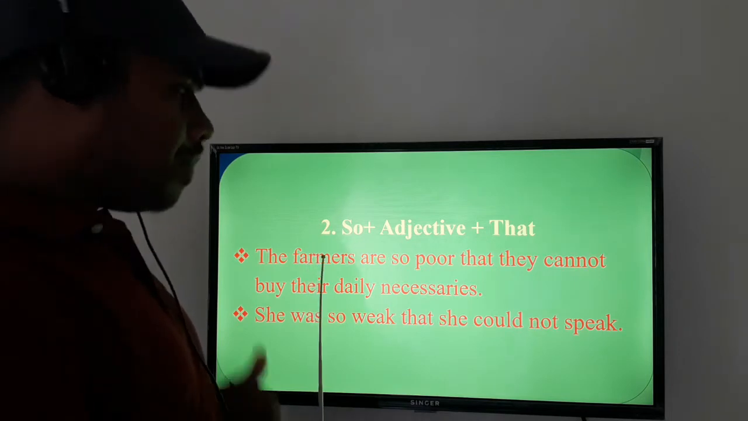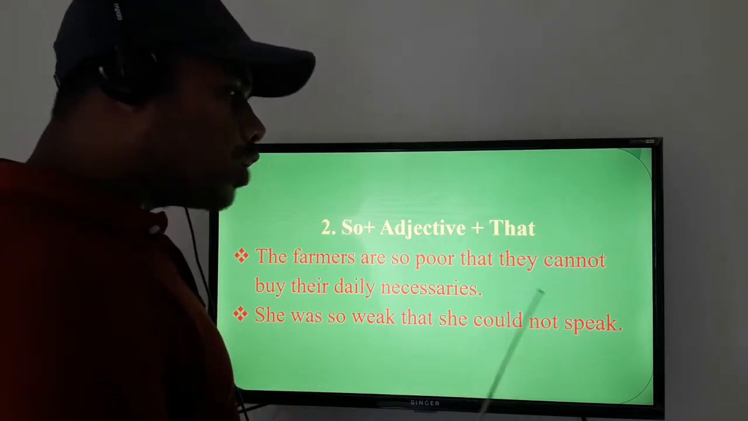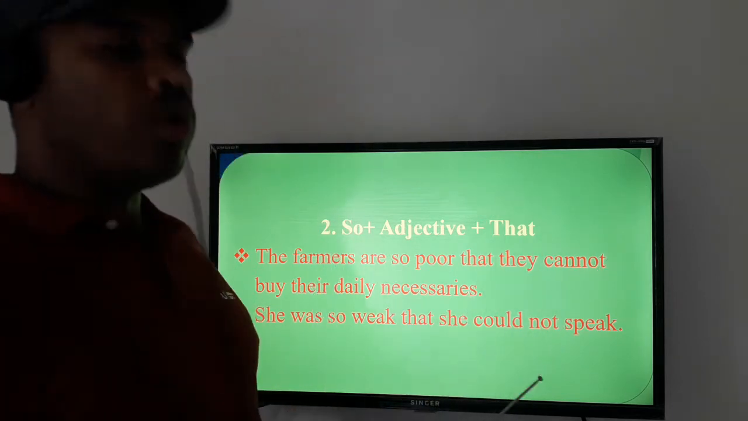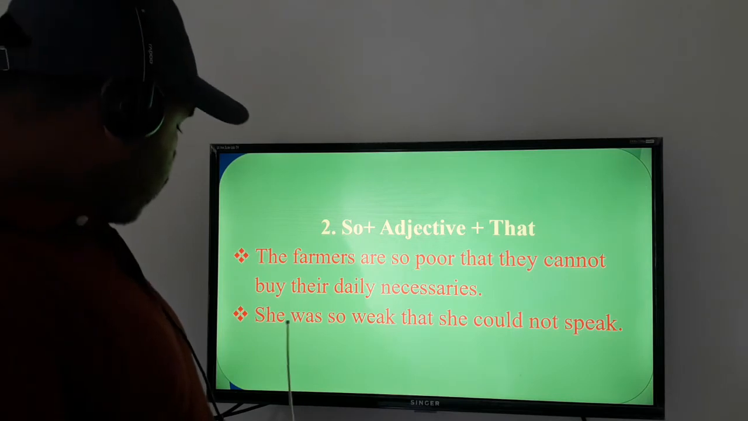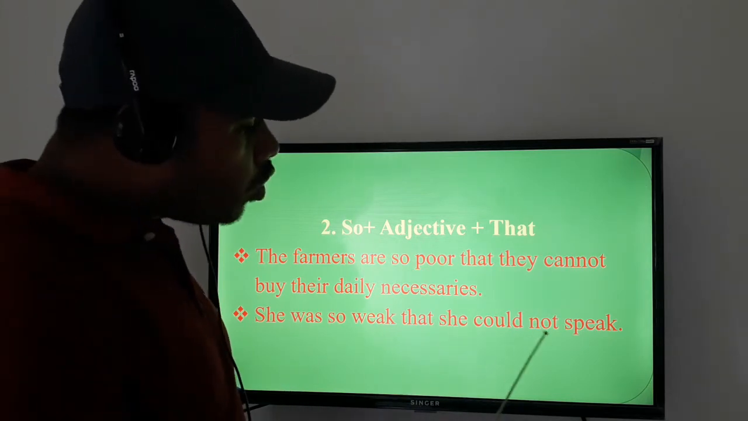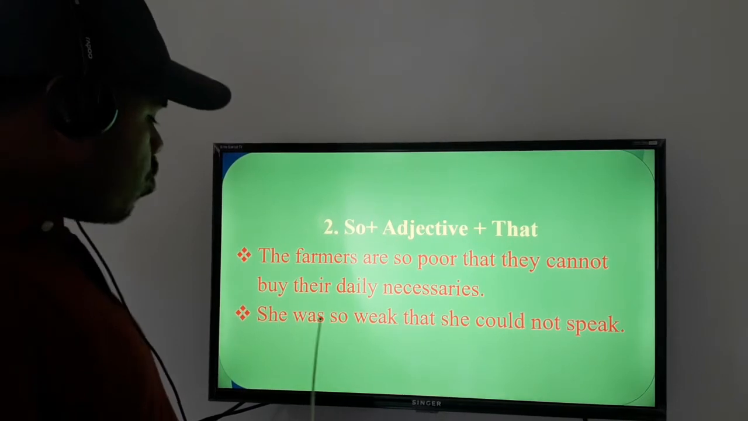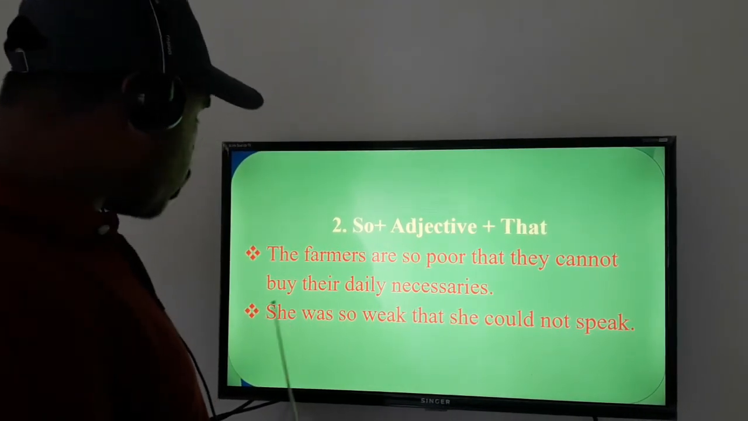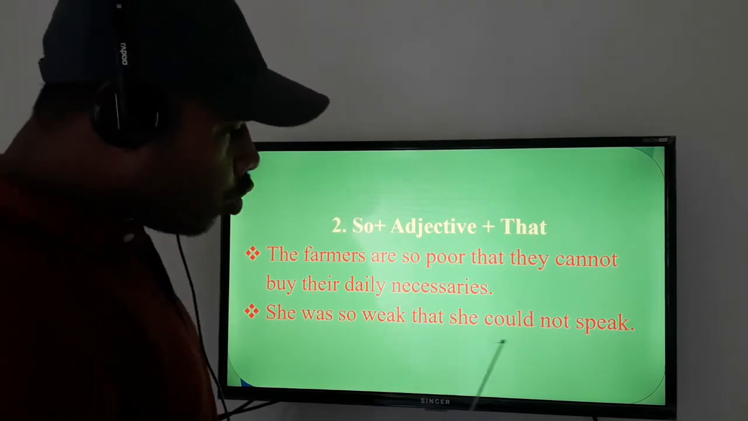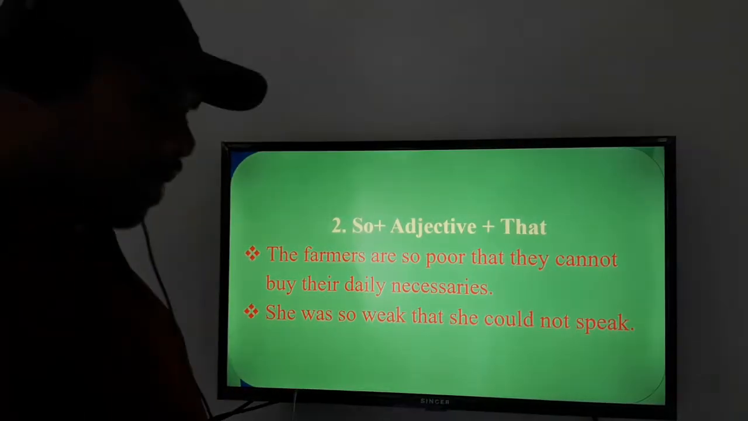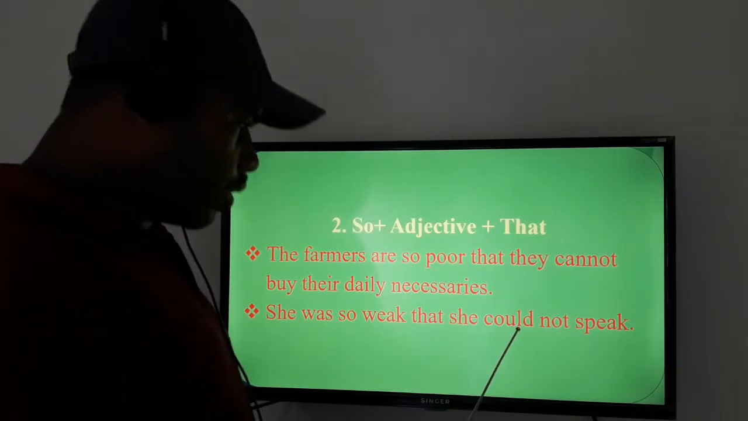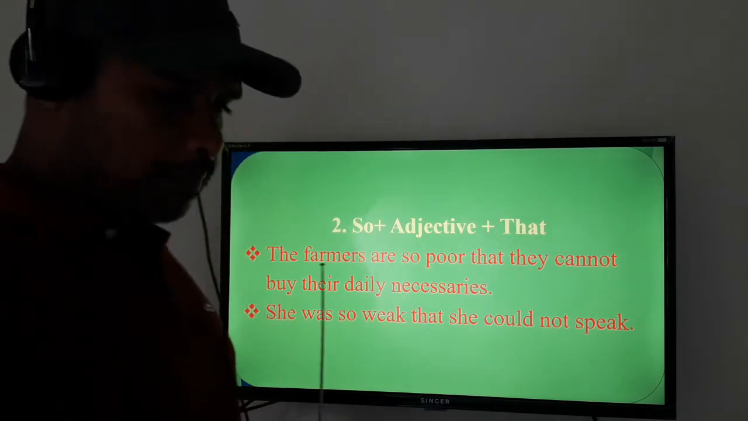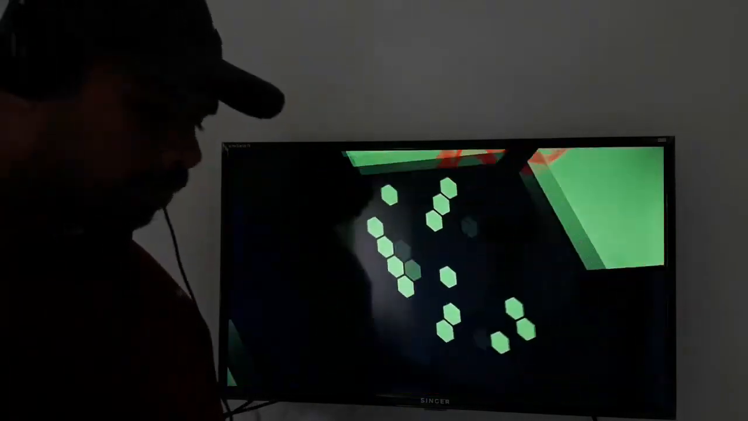If the first part is present tense, then you have to put cannot, and if it is in past tense, then you have to use could not. Okay. She was so weak that she could not speak. Try to understand. She was so weak that, and then subject again, subject she, and we use could because of what? Because that is in past tense. That is why I said use could not speak. She was so weak that she could not speak. Okay.